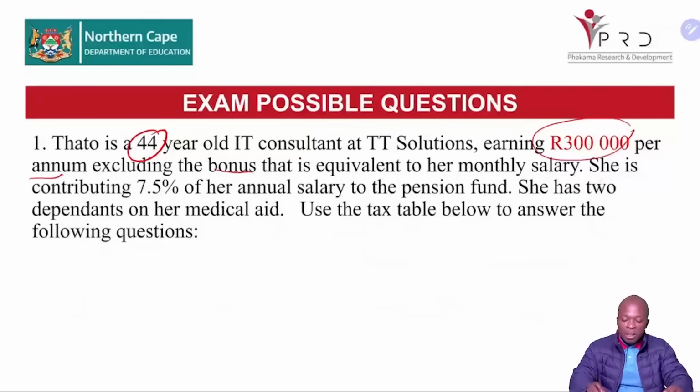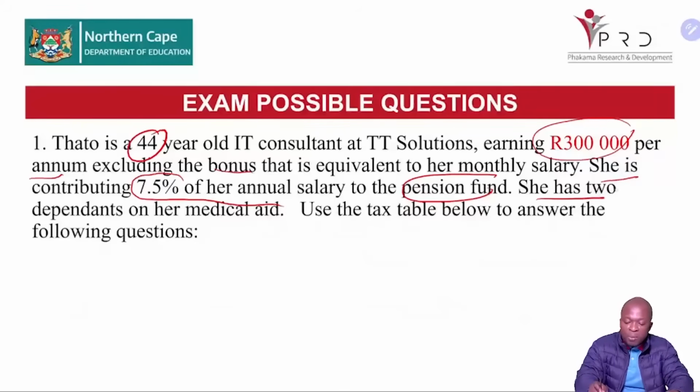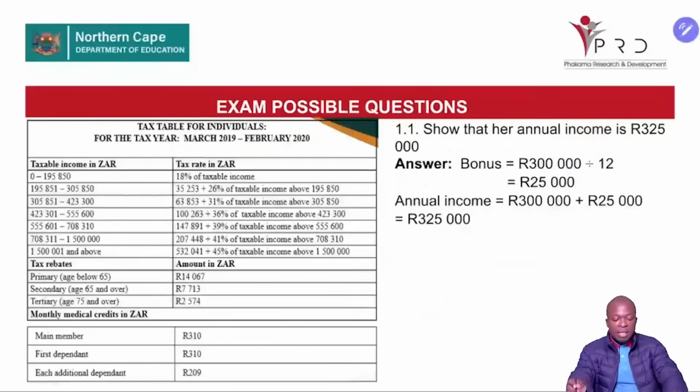She pays 7.5% to pension fund. Because she's working, she must save money, all right? And then she belongs to medical aid with 2 dependents. So now they are saying we must answer the questions that follow. Show that her annual income, Tatu's annual income is 325,000.